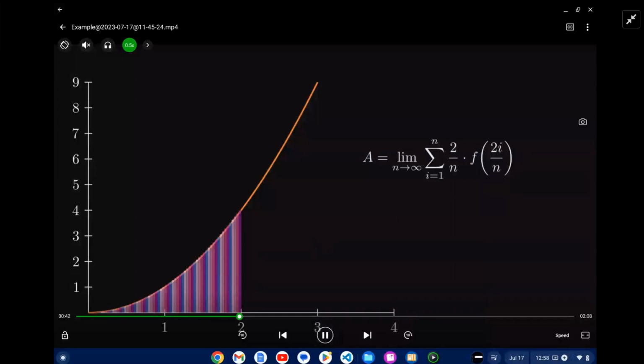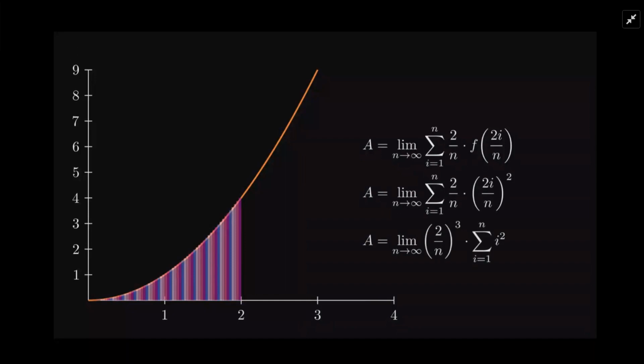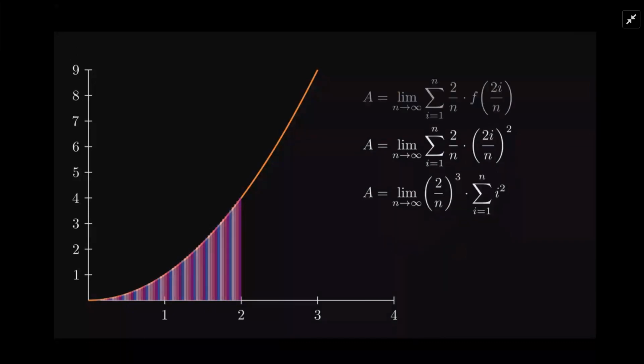Now all we have to do is the algebra. Okay, so the function is x squared. So we take our x value and we square it. That's the height. Now I can pull out the constants here, 2 cubed and n cubed. And we have the sum of the square numbers from 1 to n. That should be a formula that you know.